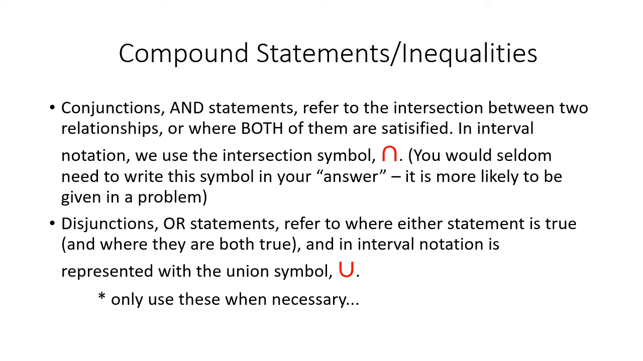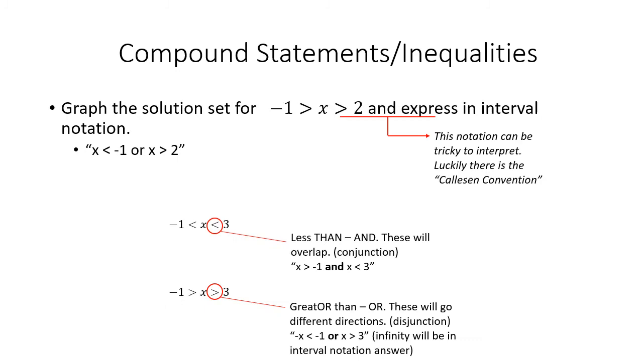All right, so let's jump into an example after we talk about how you know the difference between a conjunction or a disjunction. So if I gave a problem like this and it said graph the solution set for -1 > x > 2 and express it in interval notation, how do you know if you're going to use a union symbol here or not?